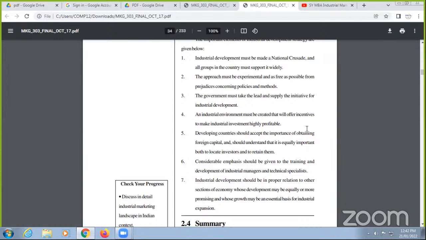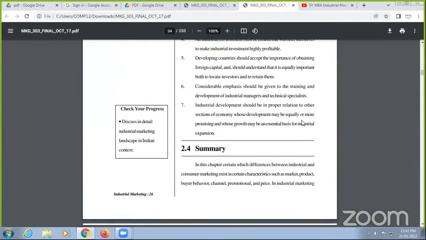And seven, industrial development should be in proper relation to other sectors of the economy, whose development may be equal or more positive and whose growth may be an essential basis for industrial development.